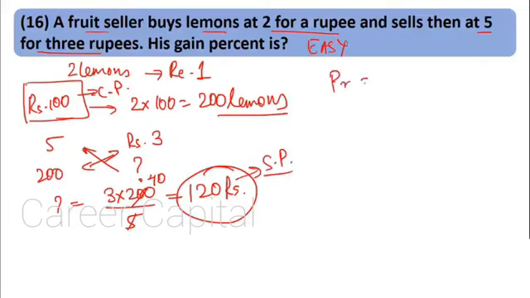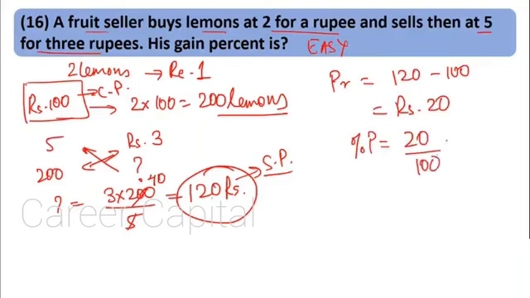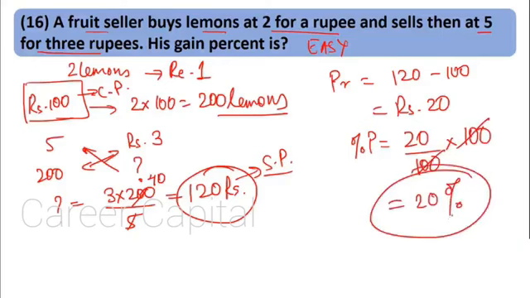What is the profit? 120 minus 100, rupees 20, right? What is the profit percent? That is profit in rupees divided by cost price multiplied by 100, 20%. See how easily we got the answer. We do not need lots of formulas or something like that.